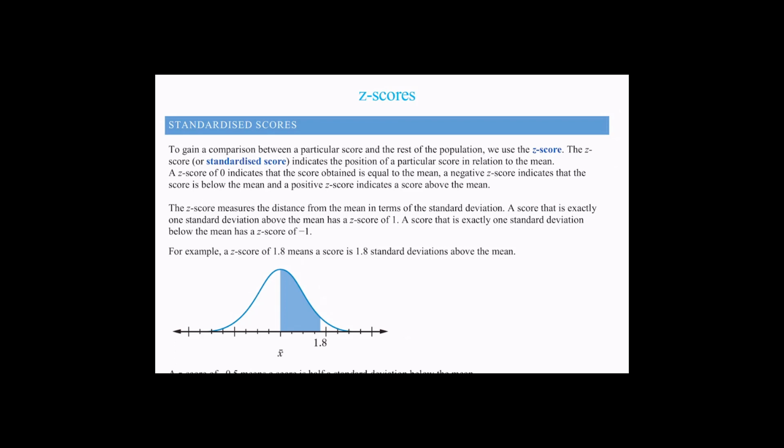But if a lot of people got full marks in the English test and a lot of people did a lot worse than you in the maths test, then it would be that you did better in the maths test. So that is what a standardized score is for. It's so we can compare. If you read here, it says to gain a comparison between a particular score, like your mark, and the rest of the population, we use a Z-score. The Z-score, or the standardized score, indicates the position of your score relative to the mean.